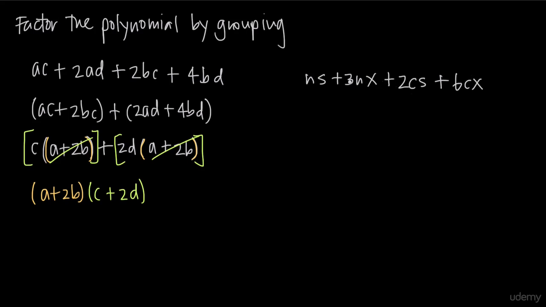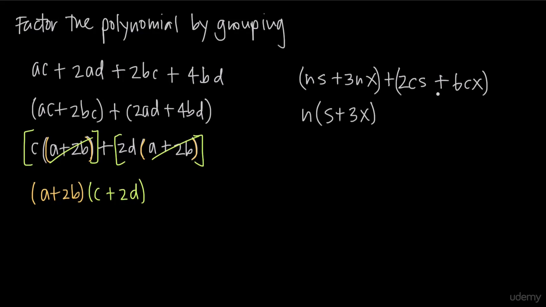The thing is, you just can't include the same term in both groups. So if we're going to group together the first and the second terms, that means we have to group together the third and the fourth terms. And if we're going to group together the first and the third terms, that means we have to group together the remaining terms, the second and the fourth one. So in this case, let's just go ahead and group together the first two terms and the last two terms like this. In these first two terms, we only have an N that's common, so we pull out that common factor of N, and that's going to leave us with S plus 3X.